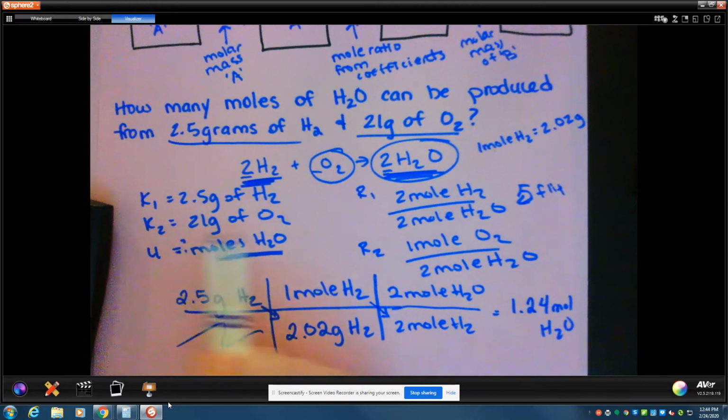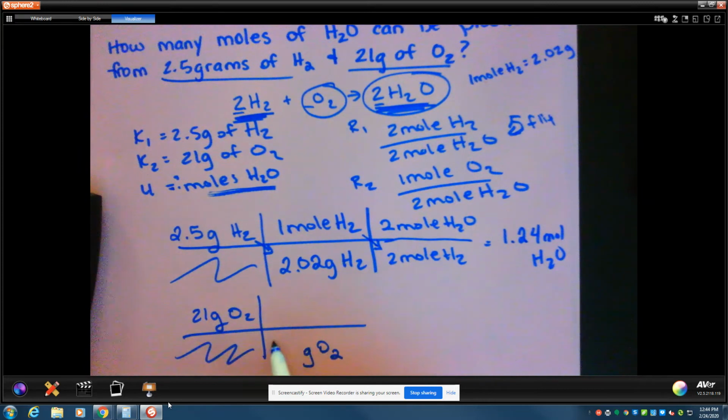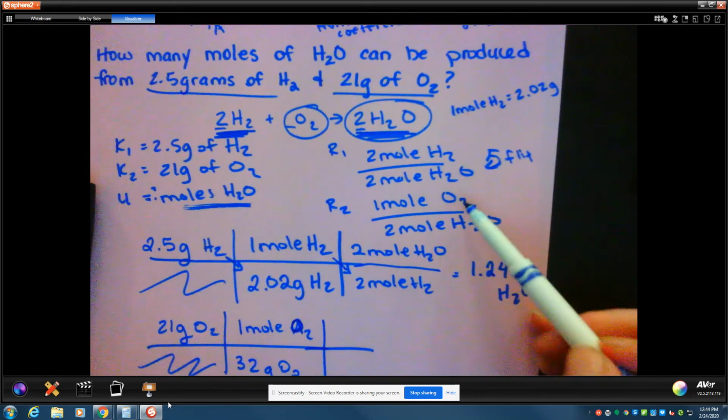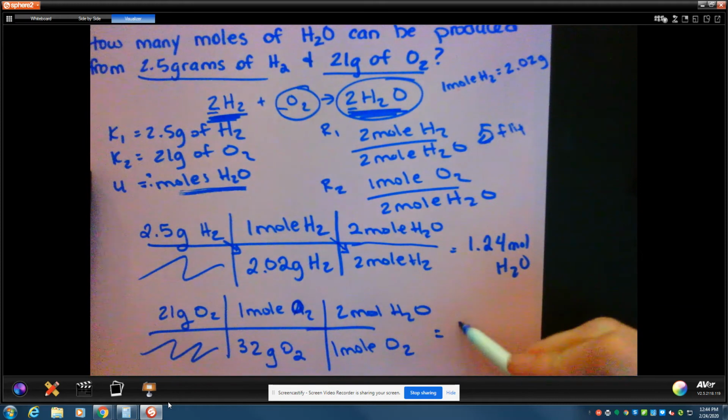Okay, now we're going to do the same thing, but with our known 2. 21 grams of O2. Nothing goes here. I need to cancel grams, which means I need my molar mass. Oxygen weighs 16. There's 2 of them, so 32 grams and 1 mole of O2. This time my relationship has O2, which means I need this relationship and I need it flipped. So the 1 mole of O2 goes on bottom. The 2 moles of H2O go on top. 21 times 1 times 2 divided by 32 divided by 1 gives you 1.3 mole of H2O.